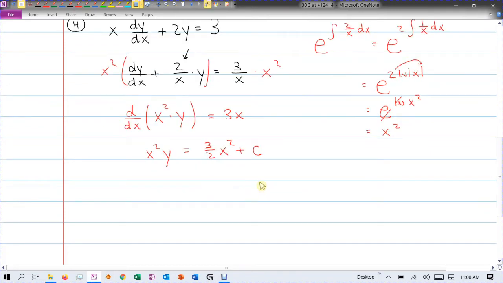And now we solve for y, so we divide both sides by x squared. So when we divide the first term by x squared, we're left with 3 halves. We divide c by x squared. I'm going to rewrite that as c times x to the negative 2. And that is it.